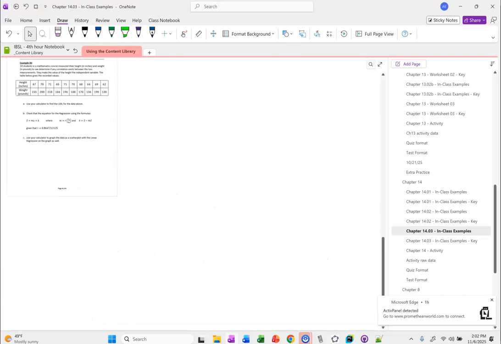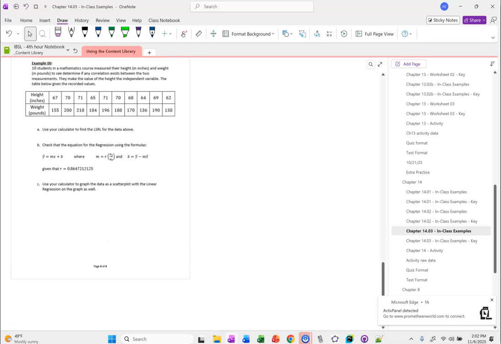All right, last question. 10 students in a mathematics course measured their height in inches and weight in pounds to determine if any correlation exists between the two measurements. They make the value of the height the independent variable. The table below gives the recorded values. Use your calculator to find the least squares regression line for the data above.